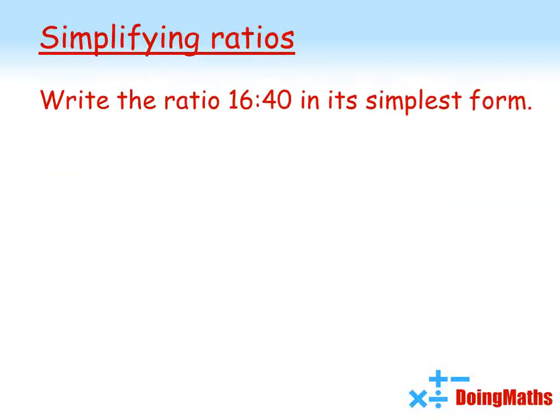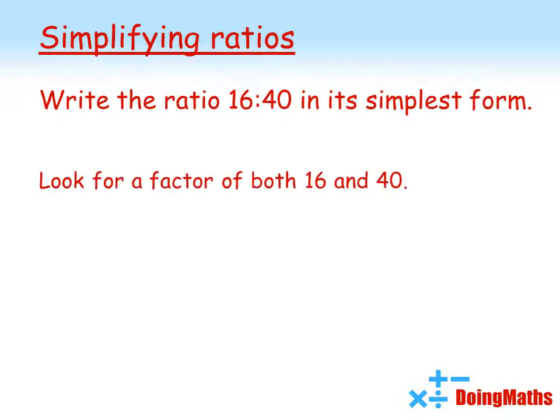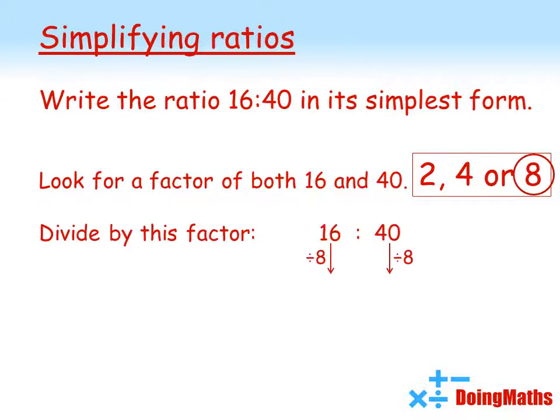Let's try a harder example with bigger numbers now. We're going to write the ratio 16 to 40 in its simplest form. So we start off by looking for a factor of both 16 and 40. Well, there are 3 to choose from in this. They're both divisible by 2, 4 or 8. For this example, let's go with the largest factor. We will see why soon. So, dividing both sides by 8 gives us 2 and 5, so our answer is 2 to 5.